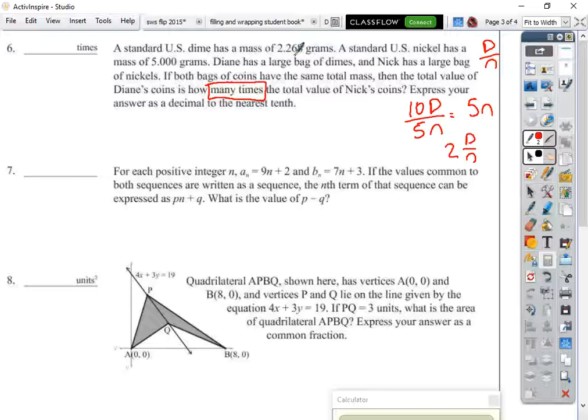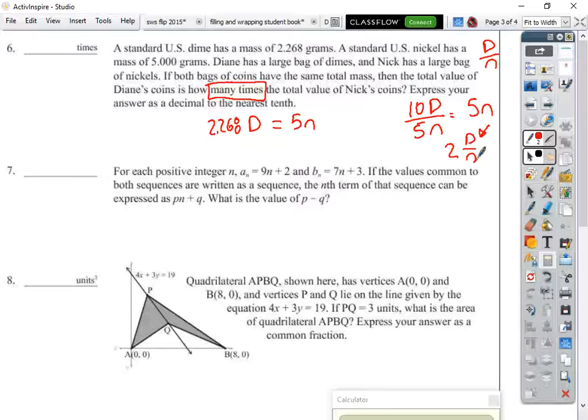So then, for our other equation, we know that we have the number of dimes times the grams, or the mass per dime. It's going to be equal to the total mass of the dimes. Same idea with the nickels. Each nickel has a mass of 5 grams times the number of nickels, and that's my mass. So they have the same mass. So we know that these two are equal to each other. So what we need to do now is we need to get dimes over nickels.